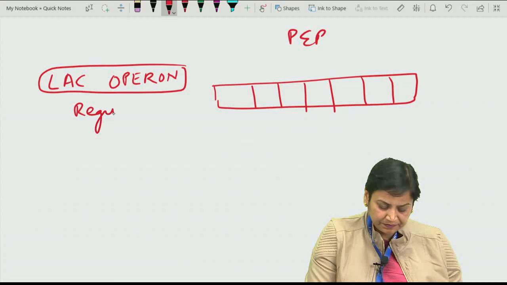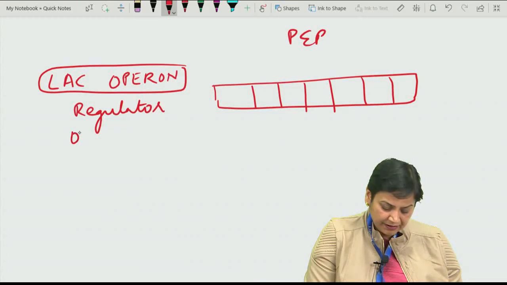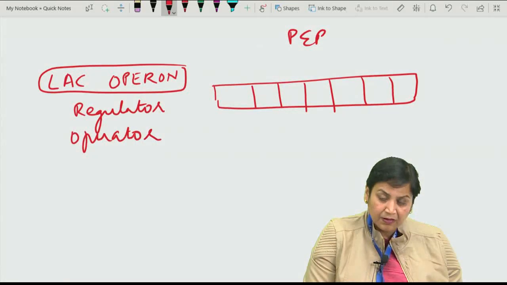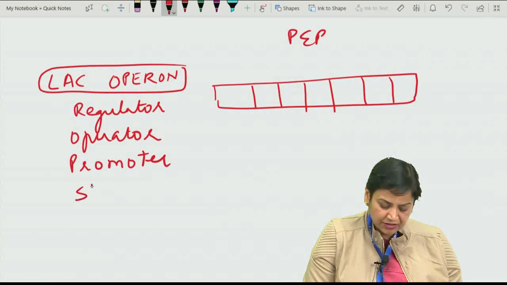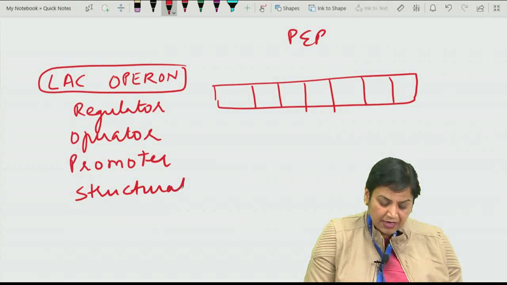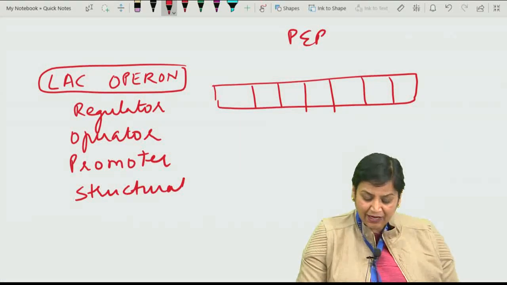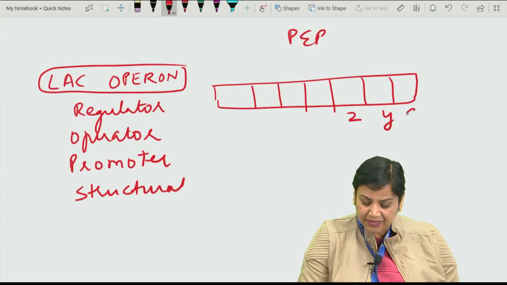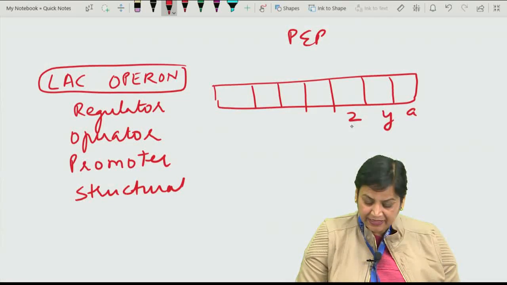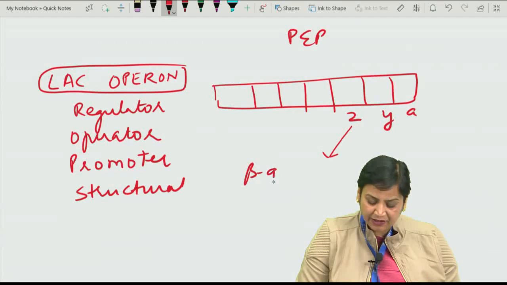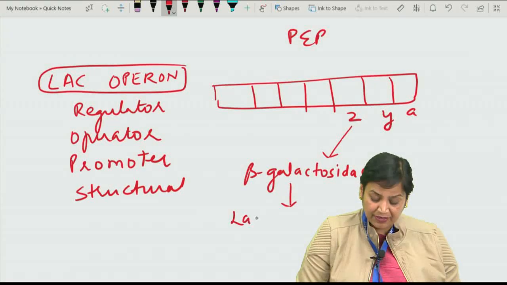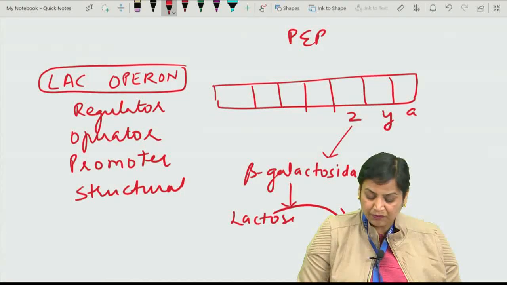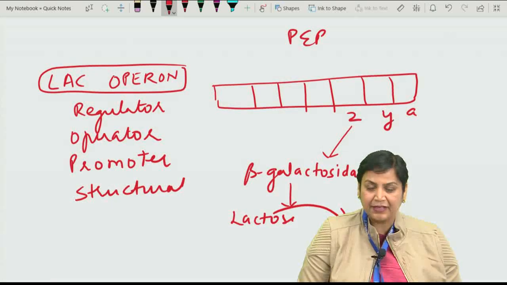A regulator, operator, promoter and structural genes. Now if we talk about the Lac Operon, it has three structural genes, Z, Y and A. Z codes for enzyme beta galactosidase, which is responsible for the breakdown of lactose to glucose and galactose.